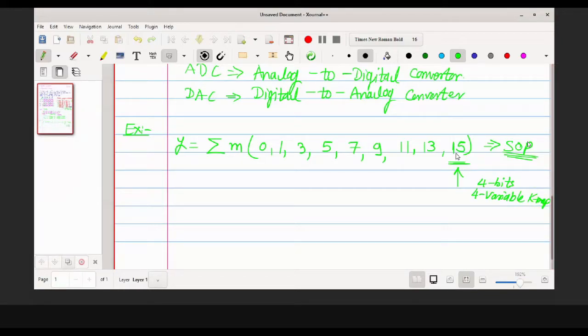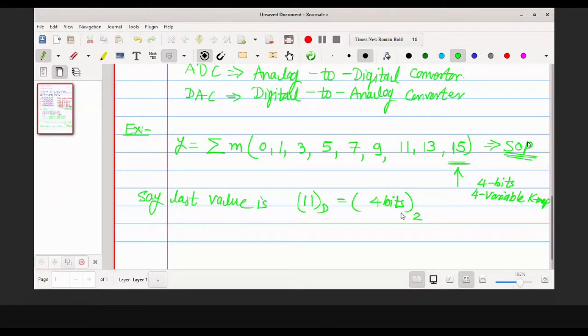Sometimes it may happen that the last value 15 is not given. Let's say the last value is 11, in decimal. So 11 in decimal is to be represented in binary, and it requires 4 bits, right? Therefore, I need to go for a 4 variable K-map.